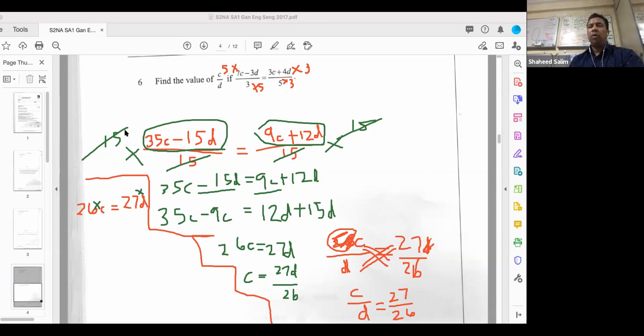You have done this before, but maybe you don't realize it. Hold on, I'll just get a new thing. So I bring the 26 over, it becomes 27D divided by 26. Now why? Because this is being multiplied. So once it goes over, it has to be divided. Same thing, this is 27 times D. If I bring over, it has to be divided. So it goes on this side, become divided. Answer is 27 over 26.